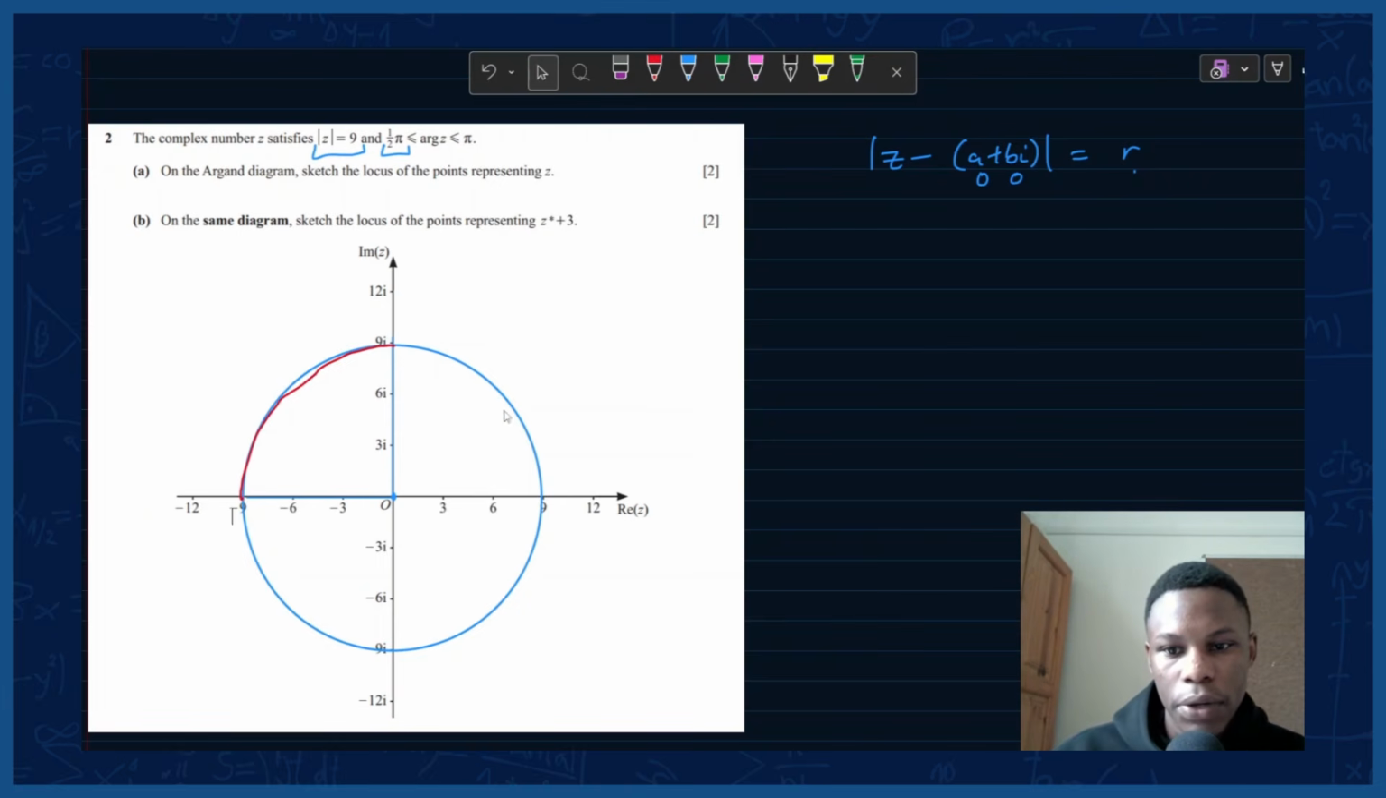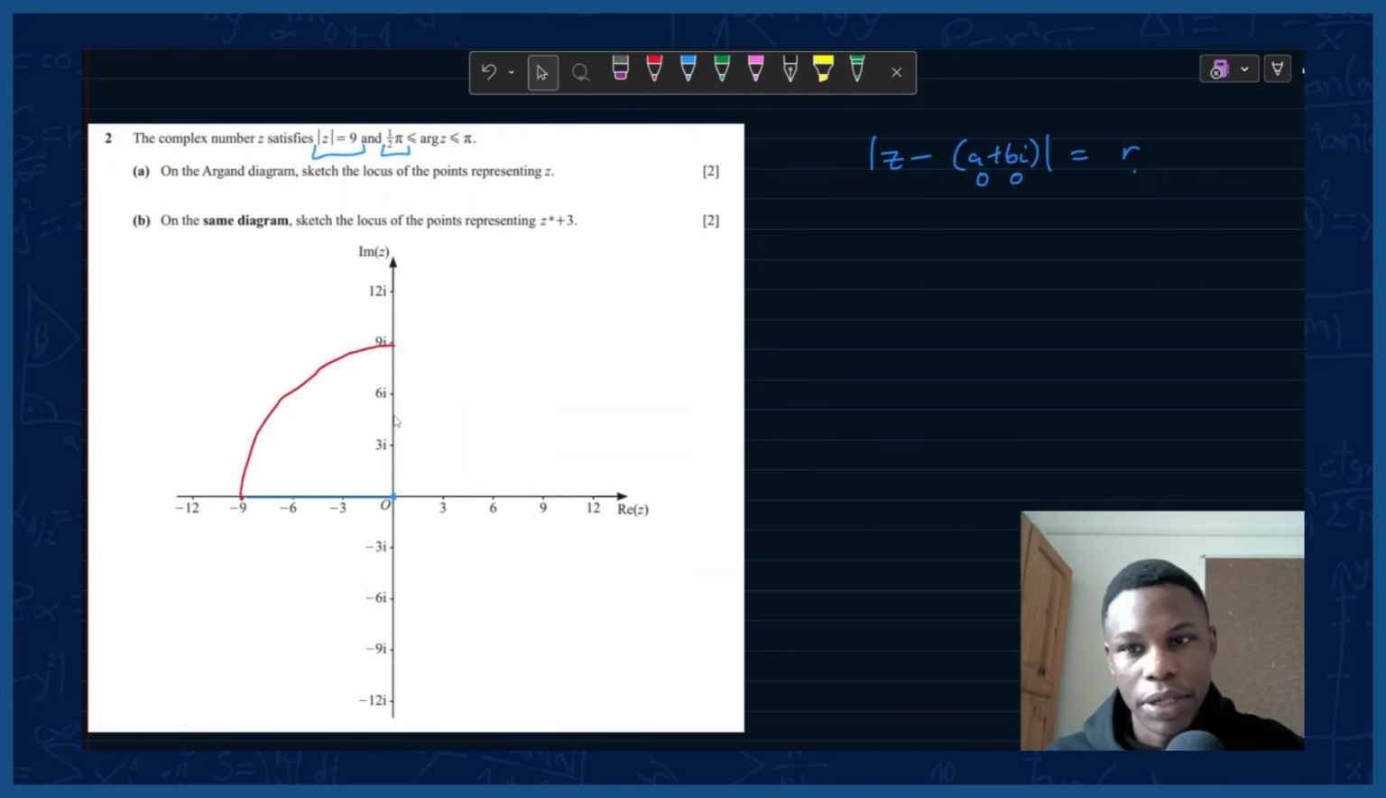That's what we're looking for, and you can erase everything else. Here we don't shade because they didn't ask us for less than 9, which would mean inside the circle, or greater than 9, which would mean outside the circle. So that there would be your part A.